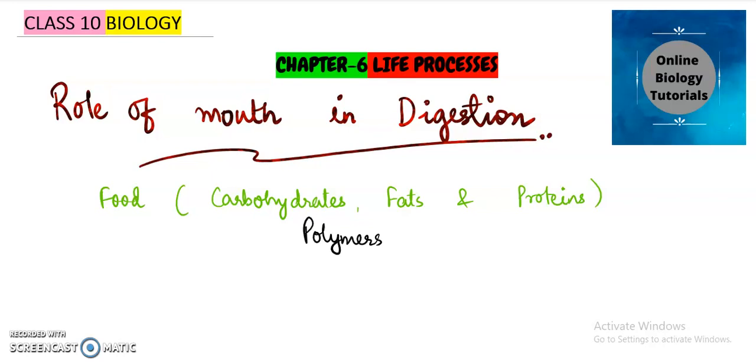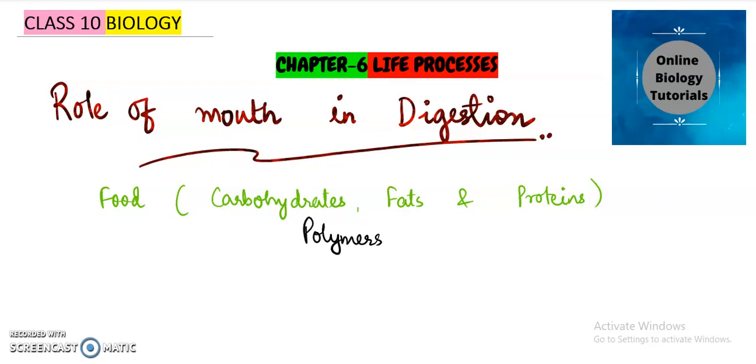In digestion, we generally talk about these three components. However, when we eat, we also eat fruits. But we are not talking about the digestion of vitamins and minerals because they are assimilated in a different way in our body. We are talking about digestion of polymers, which includes carbohydrates, fats, and proteins.